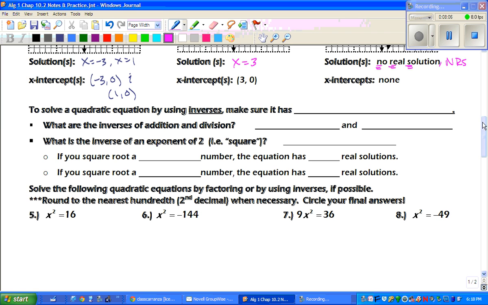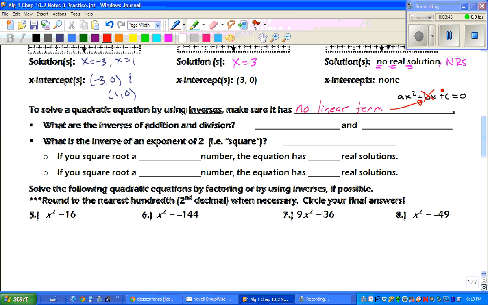All right, let's move down to here. Now, to solve a quadratic equation by using inverses, make sure it has, what does it have to have? Okay, no linear term. So what that means is if we have the x squared, well, normally a quadratic has that. We can't have that term, okay?